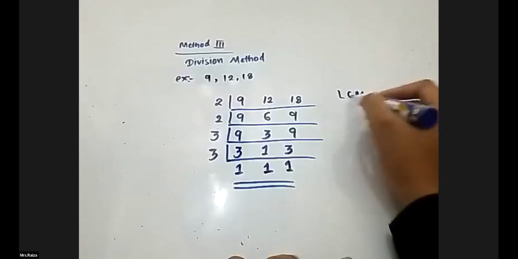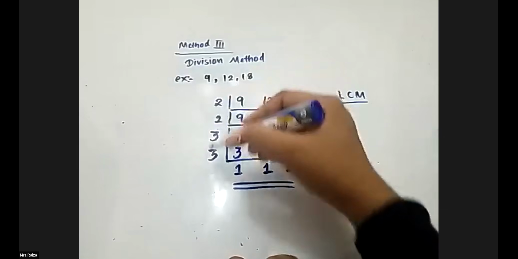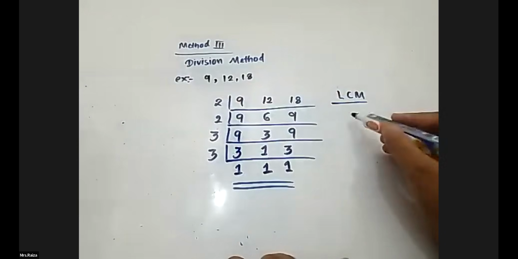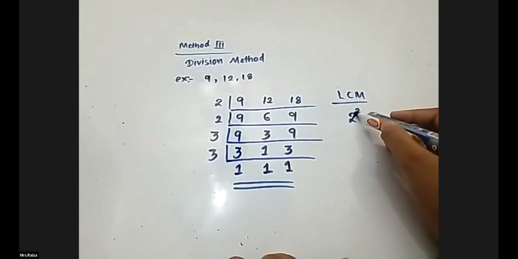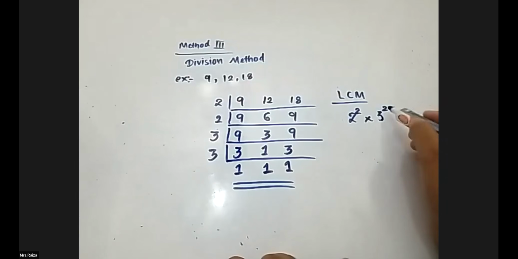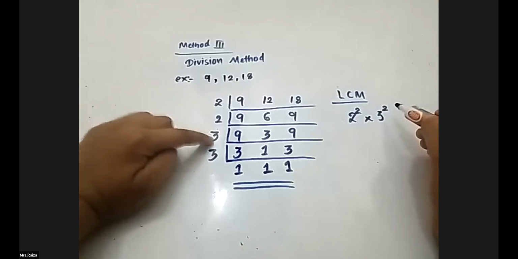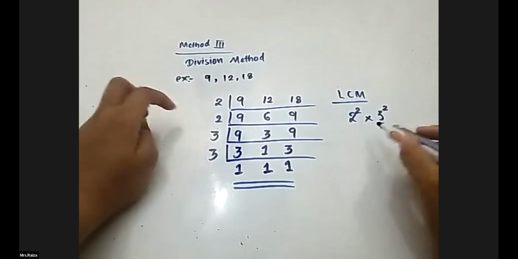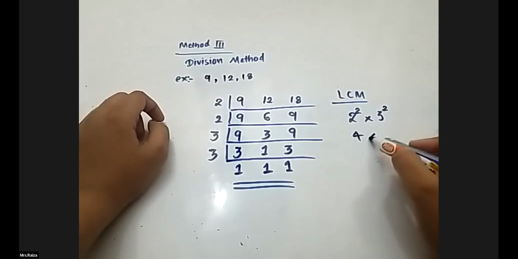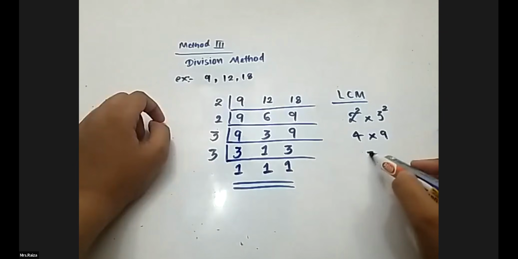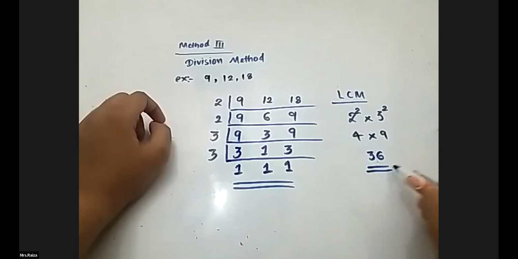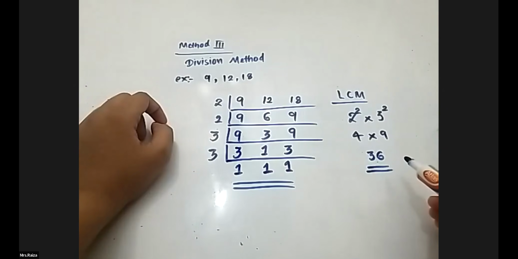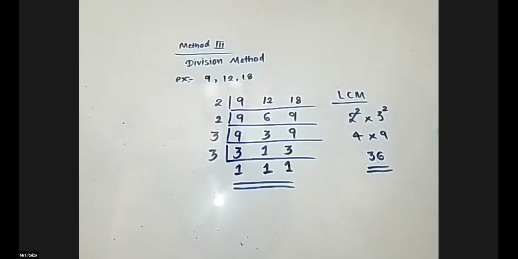So what will be the LCM here? You have to take all the numbers outside. What are the numbers there? There are 2 to the power 2 and 3 to the power 2. Why do I say 2 to the power 2 and 3 to the power 2? There are two 2s and two 3s. So 2 to the power 2 is 4. 3 to the power 2 is 9. 4 times 9 is 36. LCM is 36. Can you understand the division method clearly?